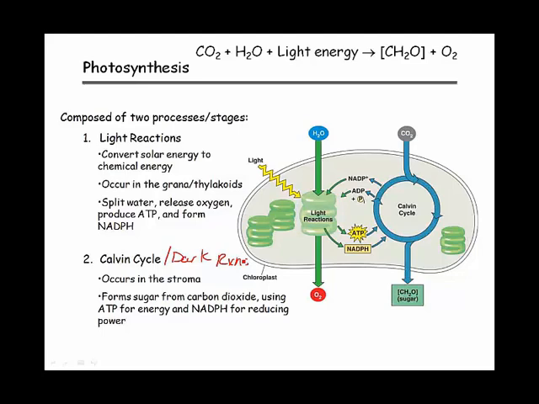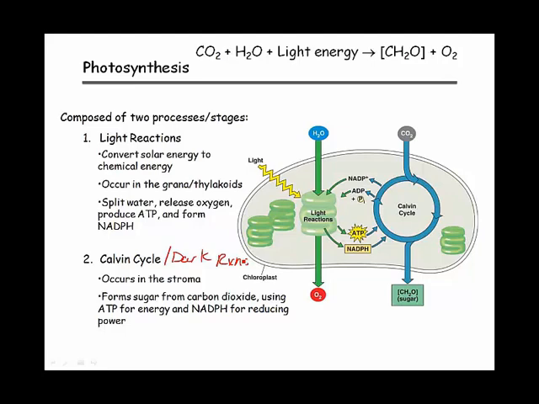So in the Calvin cycle, it will form sugar from carbon dioxide using ATP for energy and NADPH for reducing. This Calvin cycle is going to occur in the stroma, so right outside of the thylakoids. So that's a big overview of photosynthesis.